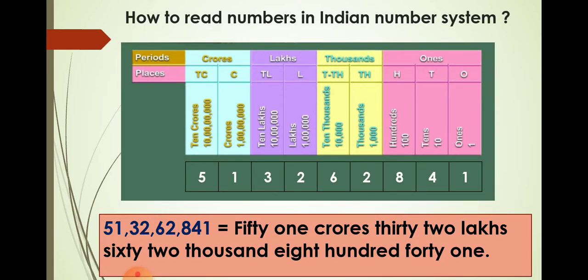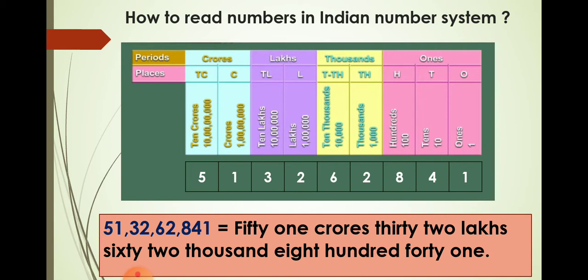Now we will see how to read numbers in Indian number system. For this, I have taken example of a number 5132628841. So students, before getting to know how to read number under Indian number system, I will tell you how to place comma in Indian number system.